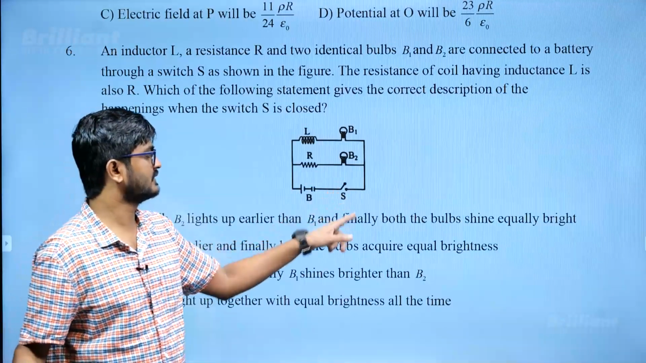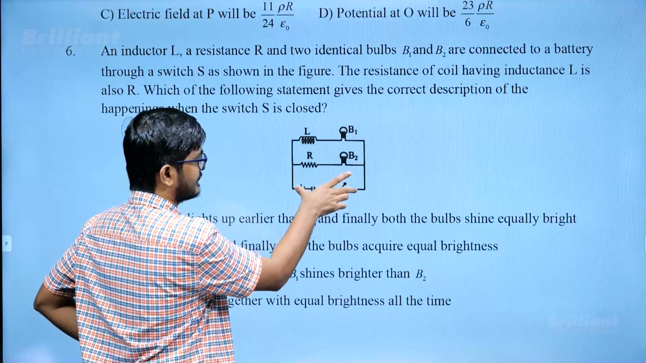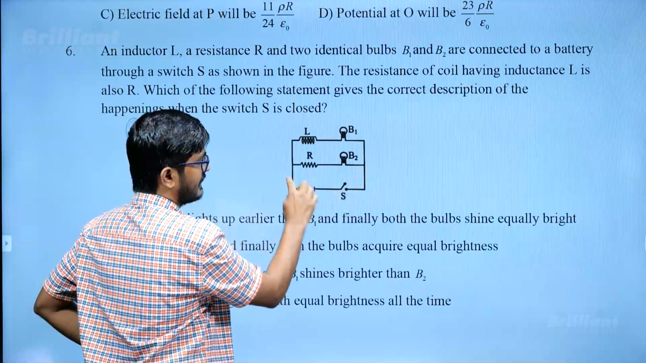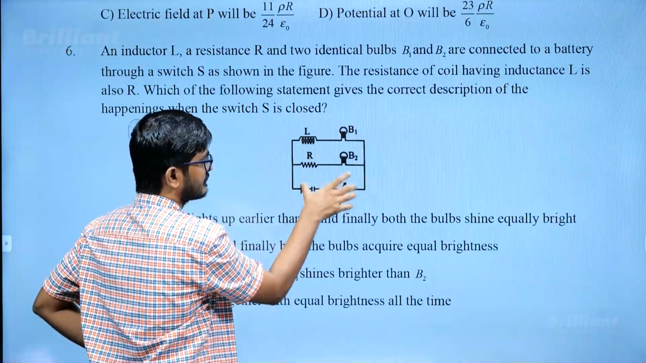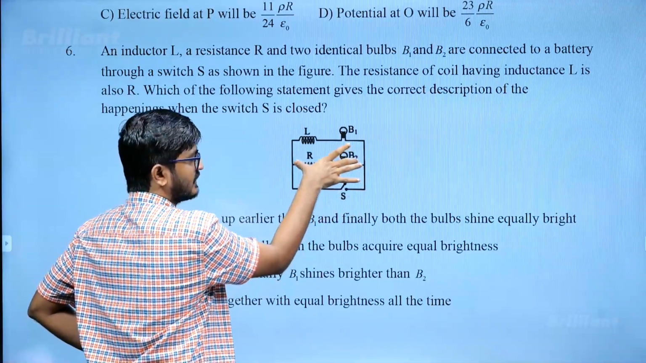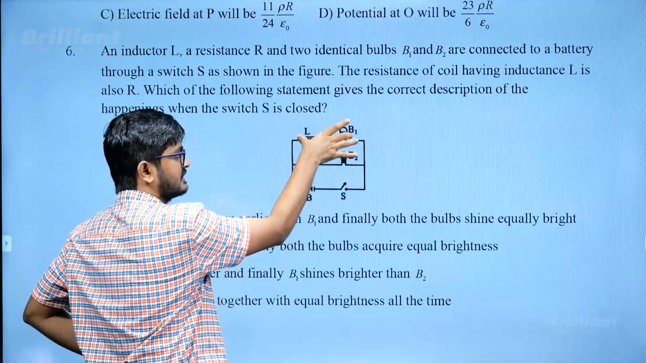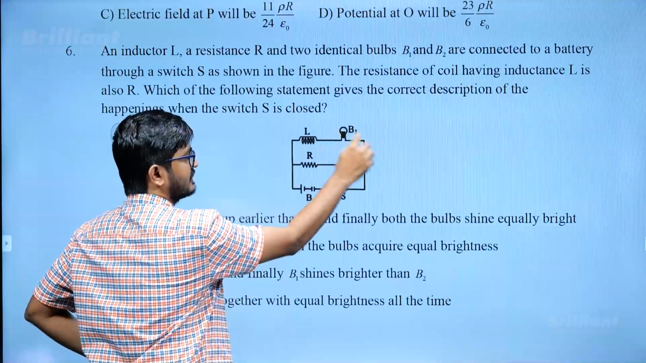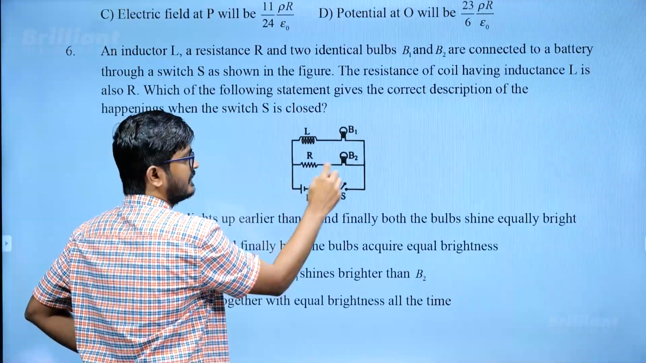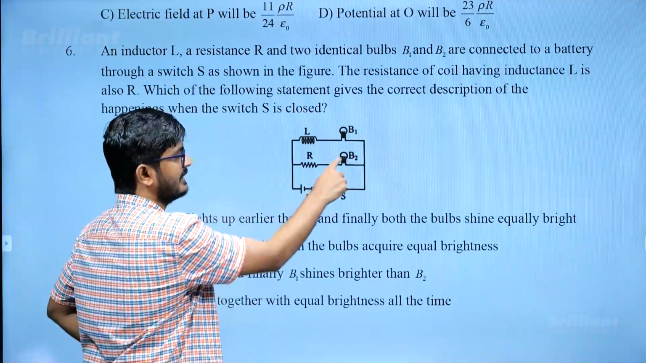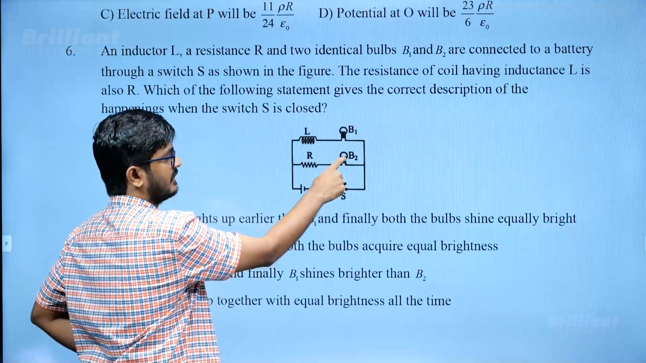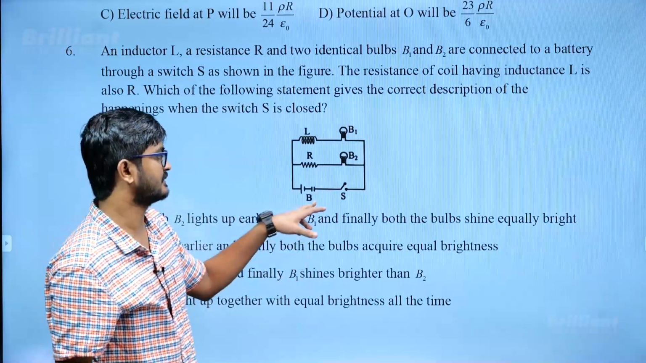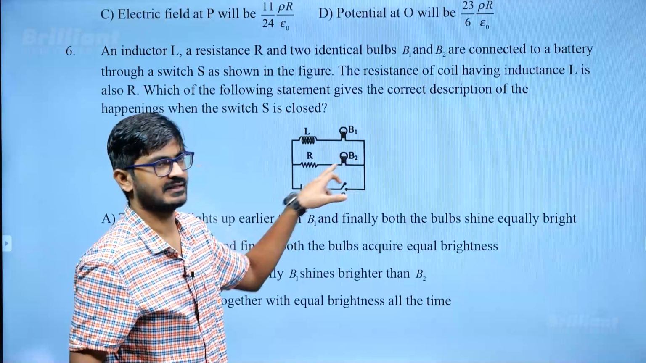Now when you close the switch, you can see this circuit separately and this circuit separately, because the potential difference across this thing is V, the potential difference across this thing is V. If you see that, what is going to happen, this bulb, immediately more current will be flowing through this bulb. Now what is that maximum current? It is V by R plus R.